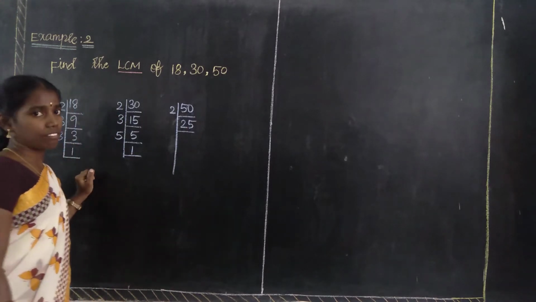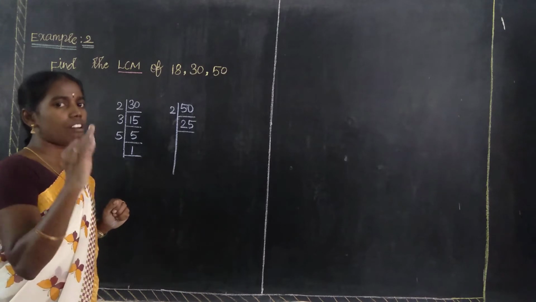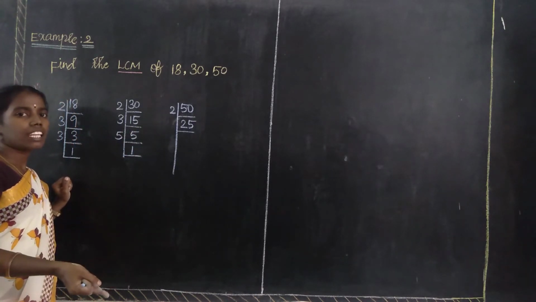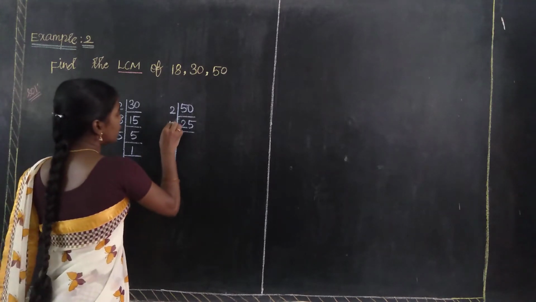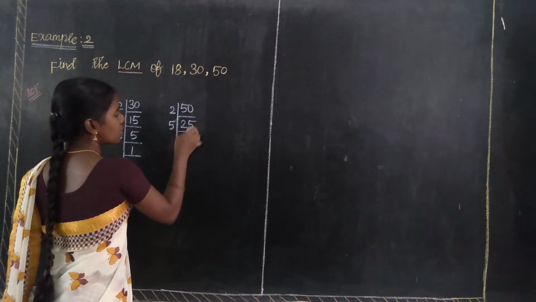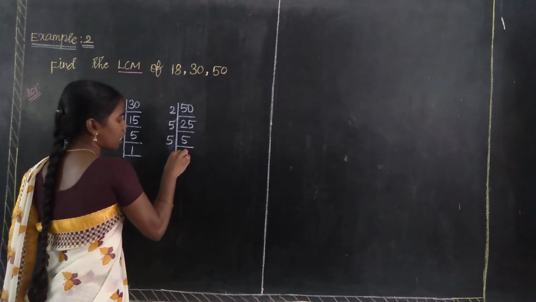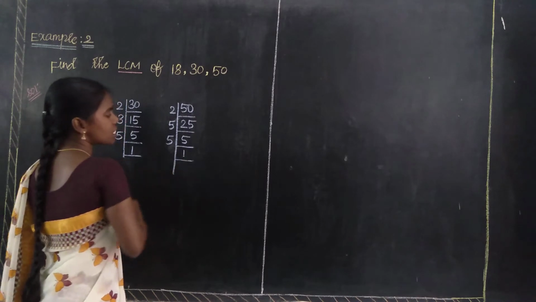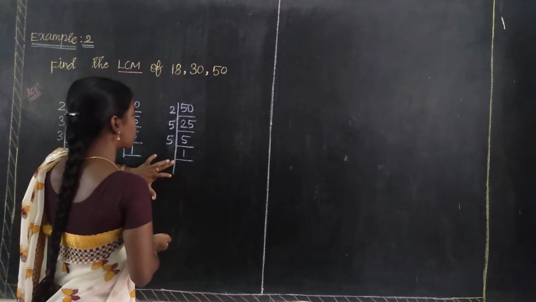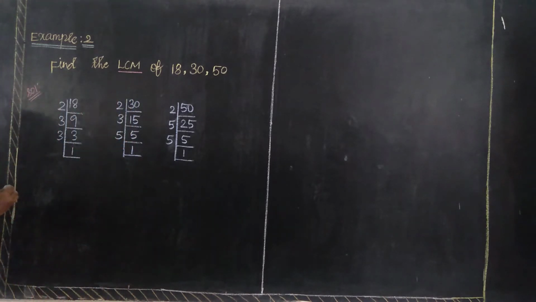The last digit is 5, so it is divisible by 5. The divisibility rule for 5 is that the last digit is 0 or 5. This last digit is 5, so divisible by 5. Then how many times in 5? 5 fives are 25. 5 is a prime number, so itself only. Then how many times? 1 time is divisible by 5. 1 five is 5. This is also a prime factor.